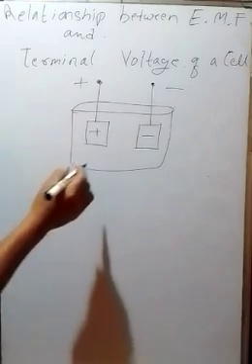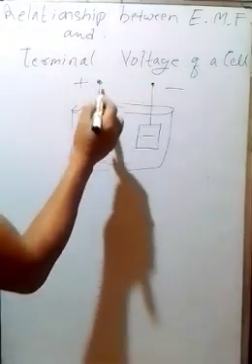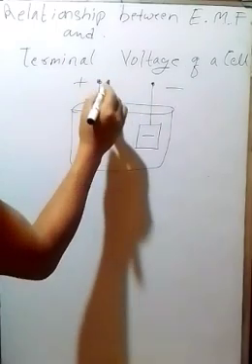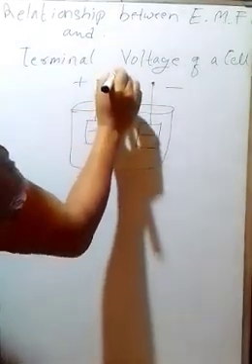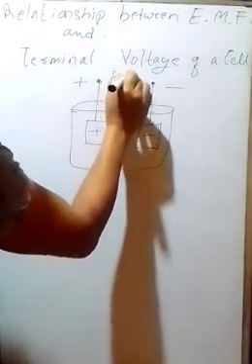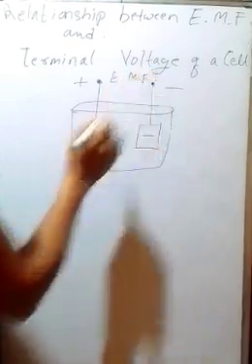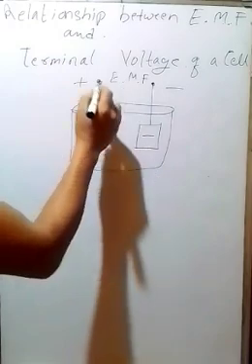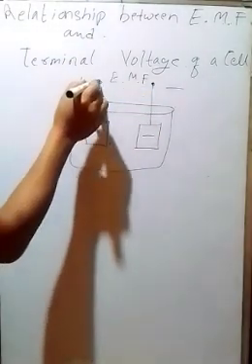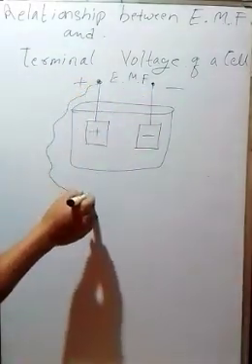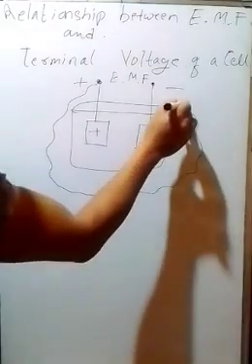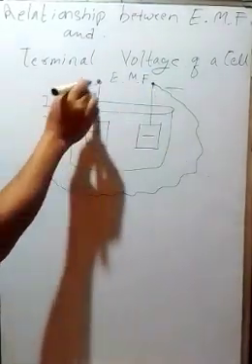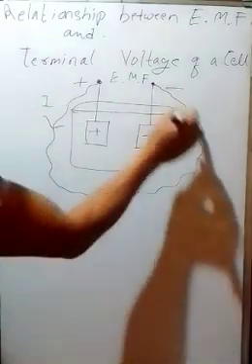Now before the current flows, there was some volts. This volt was E.M.F. Clear. Now when you join these circuits from outside, current will flow from positive terminal to negative terminal.